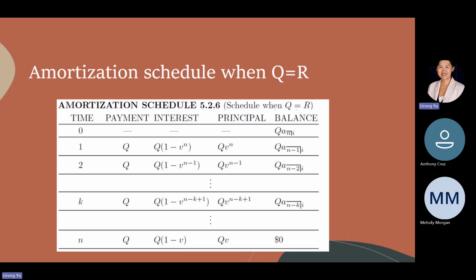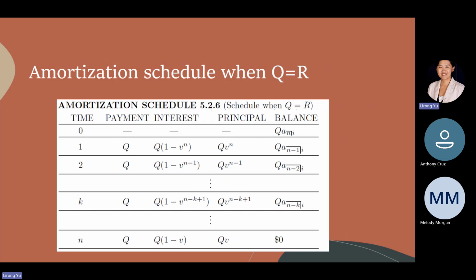And then we work on the rest of them. If you take the balance column multiplied by i, remember the formula for a_n is (1 minus v^n) over i. If you multiply by i, now you have your interest column. So all the interest column entries have that factor 1 minus v to the power n minus k. So now the interest column is all set.